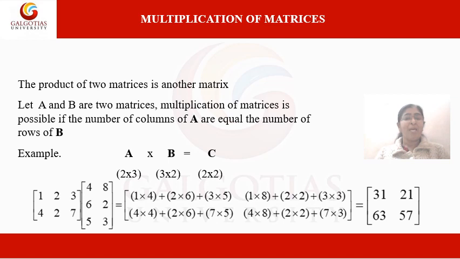When I multiply these, for multiplying the first row with the first column, I will get the entries 1 into 4 plus 2 into 6 plus 3 into 5, and multiplying the second row with the first column, I will get these entries. Again multiplying the first row with the second column, I will get this third element, and again multiplying the second row with the second column, I will get these entries. So in this way I will get a matrix of order 2 by 2.